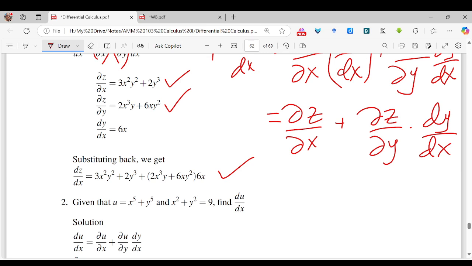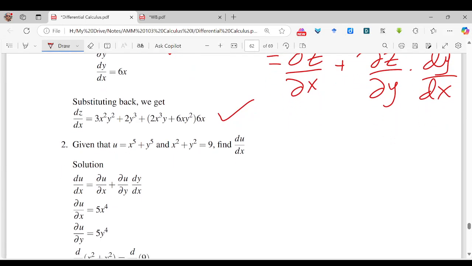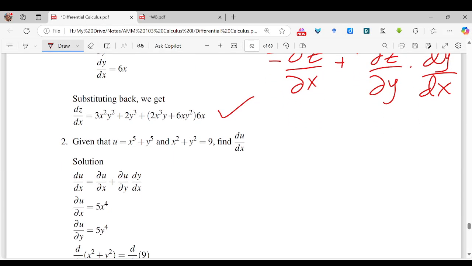This is the derivative of z with respect to x in the direction of the given parabola. We have a second example here. u is x raised to power 5, y raised to power plus y raised to power 5.